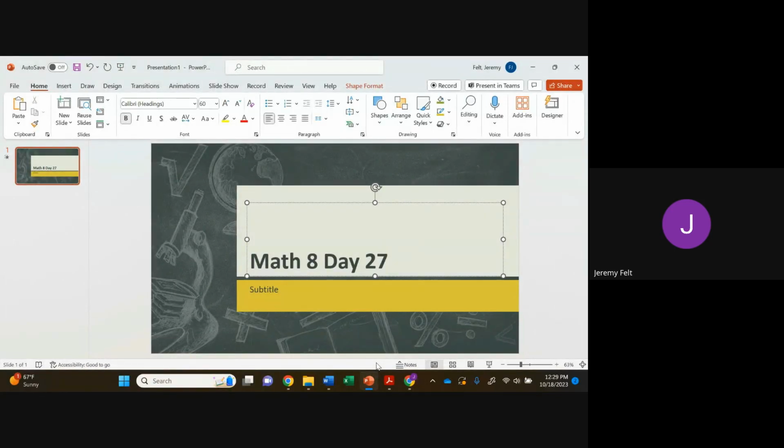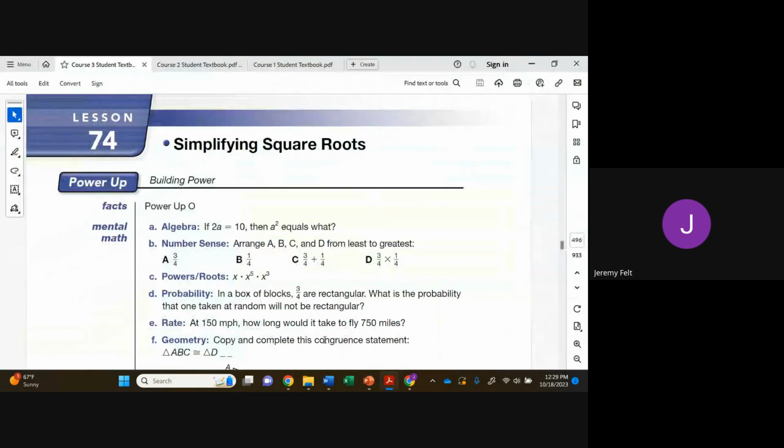Hi guys, today is Math 8 Day 27. We just have one lesson we're going to look at, and that's lesson 74. In this one, we're looking at simplifying square roots.